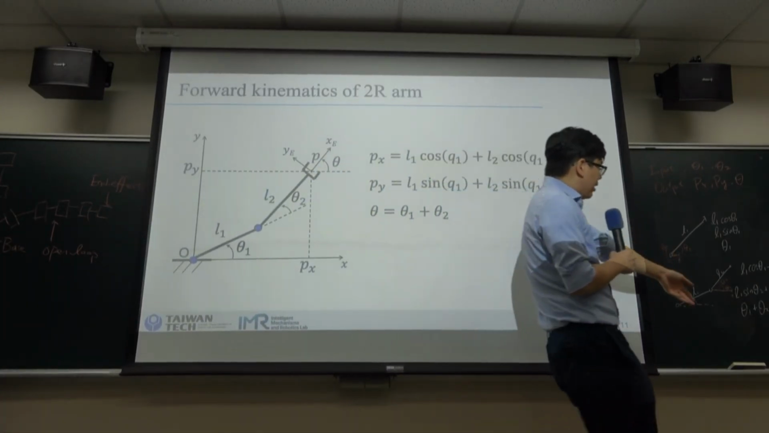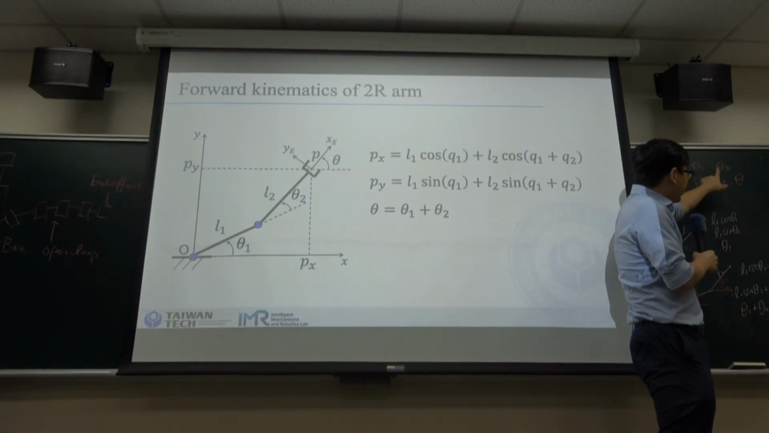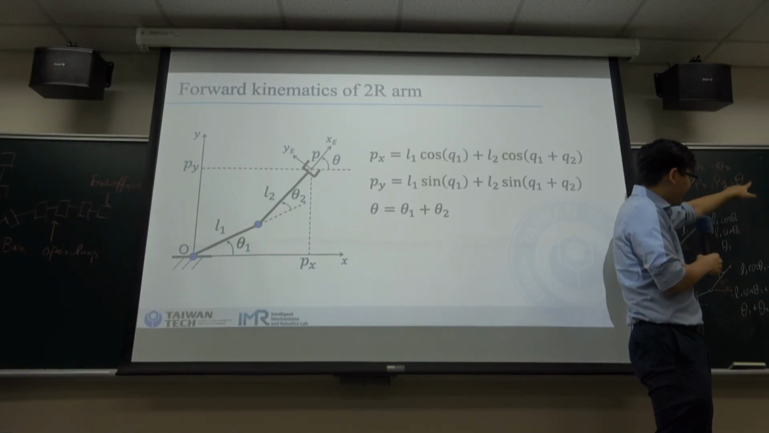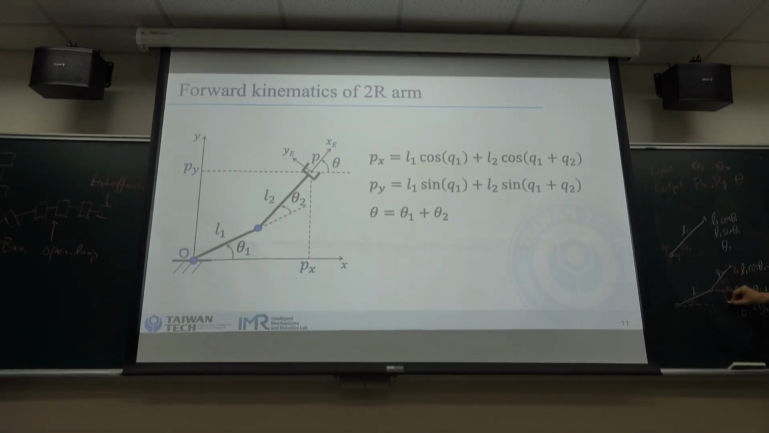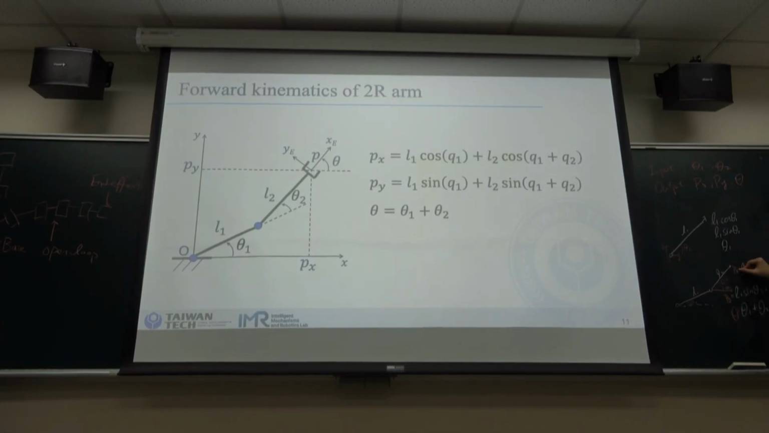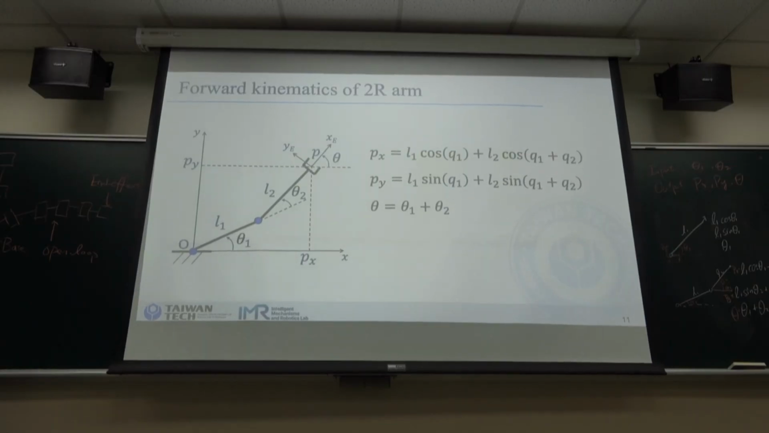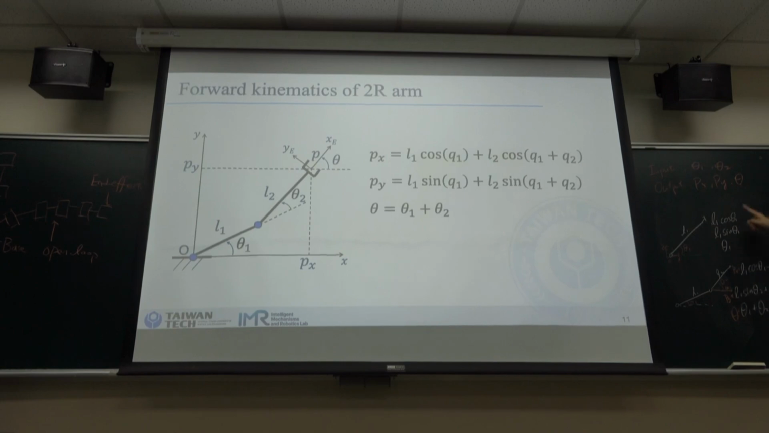So through this function, we can transform theta 1 and theta 2 into the px, py, and theta. So here is px, py, and theta. This is called the forward kinematics. It's transferring the joint values to the end effector pose.